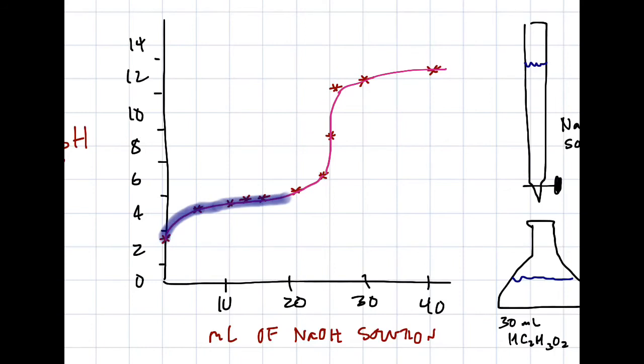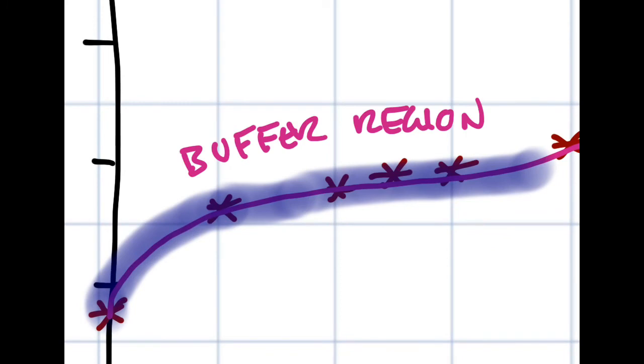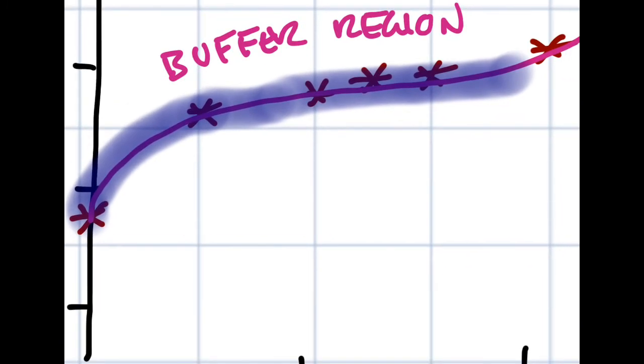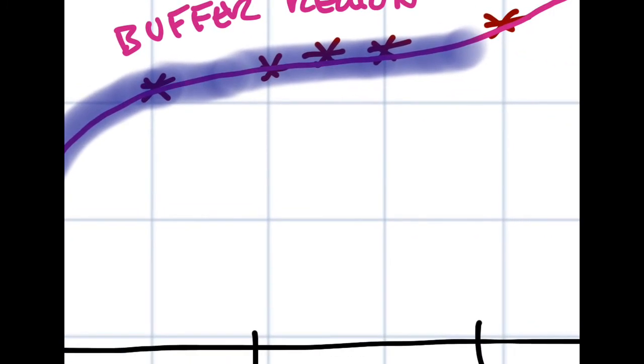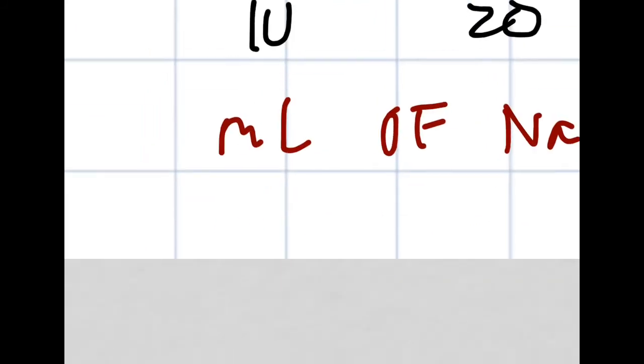And that's because there's actually a region here called the buffer region. So let me zoom in on here. The reason why it's a buffer region is because there's a buffer going on here. And in fact, let me scooch down here to explain what's actually going on with the buffering.